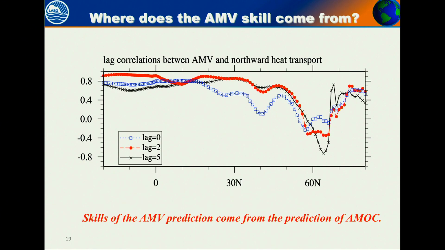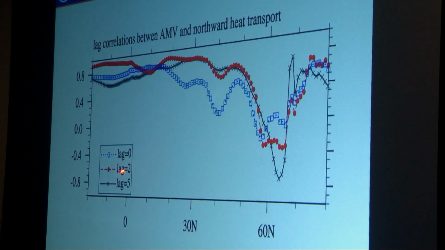Another question is, where does the skill of the AMV prediction come from? Here, I show lag correlations between the AMV time series and the northward heat transport in the model at different lags. You can find, especially at lag 2, that means 2 years after the heat transport maximum, we have the largest correlation here. So based on this, we can find the skill of the AMV prediction in FGOALS actually comes from the prediction of the AMOC in the model world.